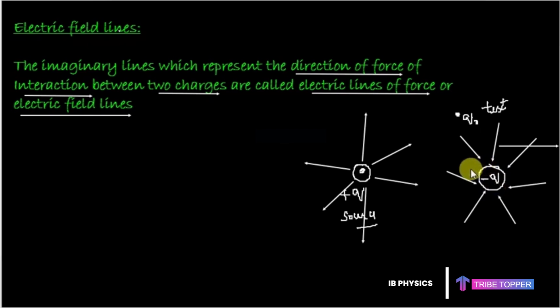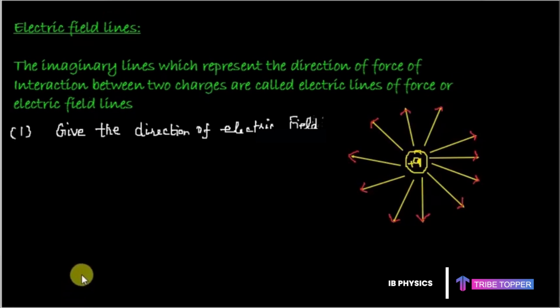Now there are some important properties of electric field lines. So let's note down those properties. The first important property is that the electric field lines give the direction of the electric field. As you can see here, the arrows indicate the direction of the field. They are all originating from this positive charge and going out. The direction of force is indicated by the direction of the electric field, which in turn is given by these imaginary lines called the electric field lines. So the first property is that they give the direction of the electric field.